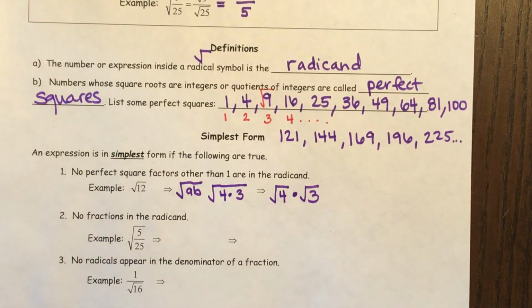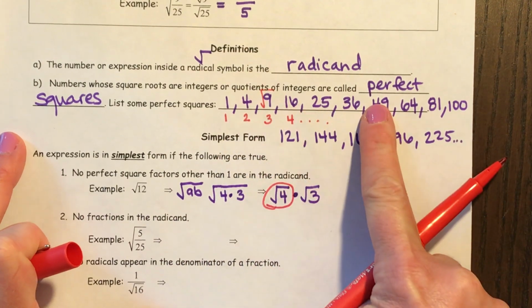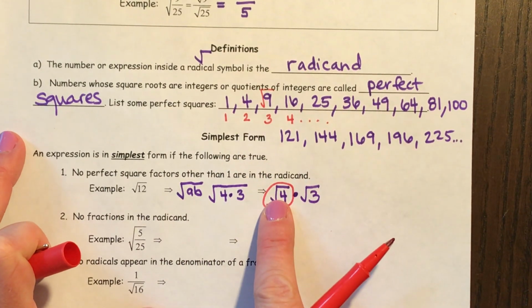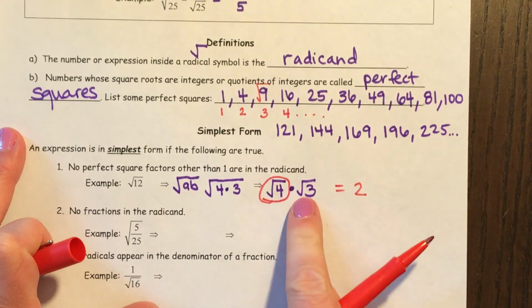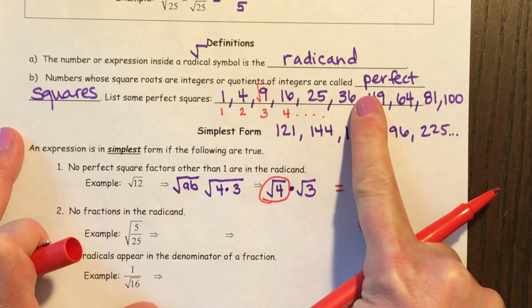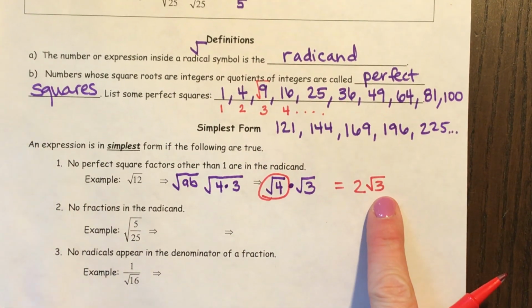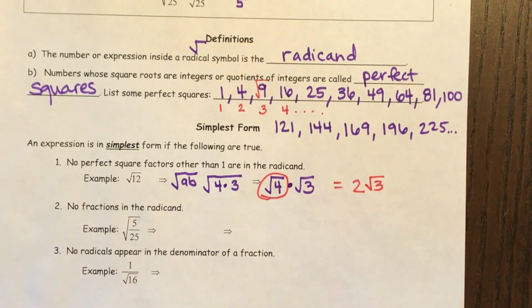So my most simple form would be to take this part that came from this perfect square list and reduce it down. The square root of 4 is 2, and what gets left behind is that radical 3, because 3 is not in this list. That 3 cannot be simplified. So what we're going to do is go from this to this in most simple form.